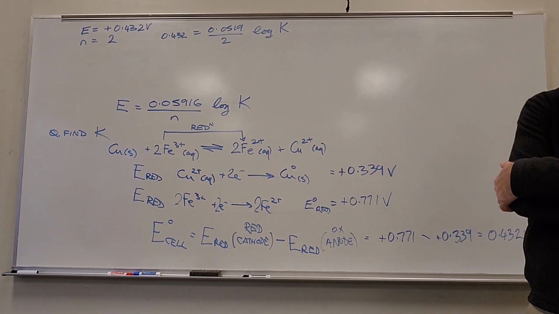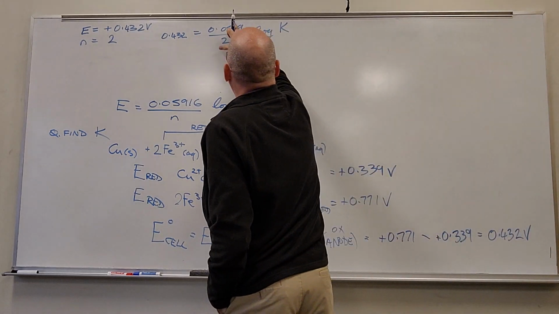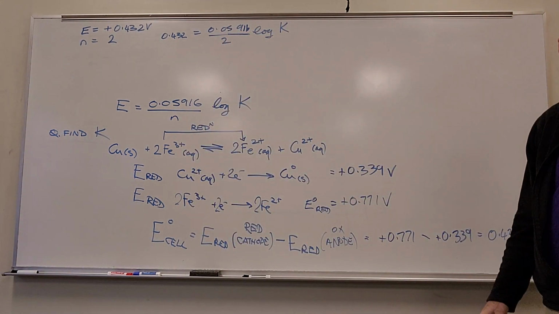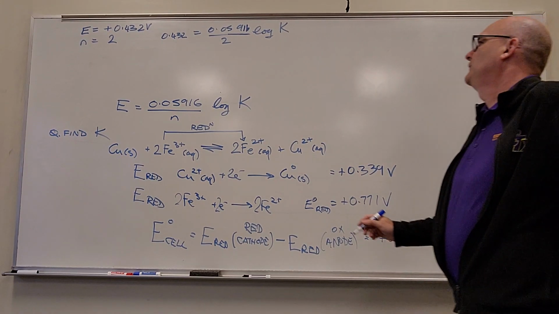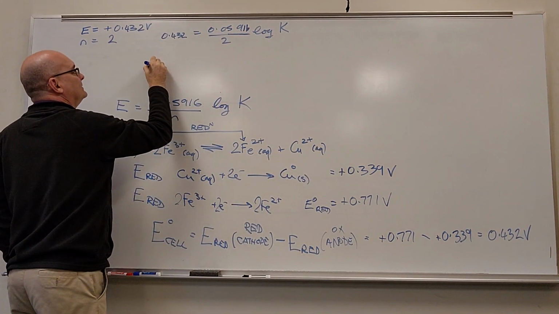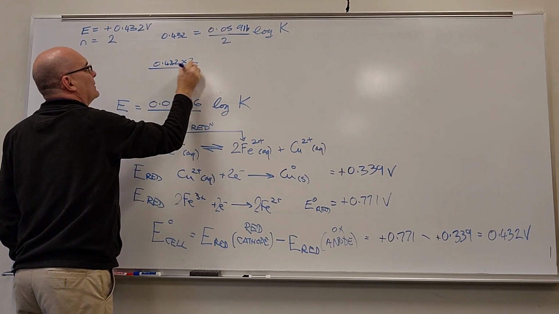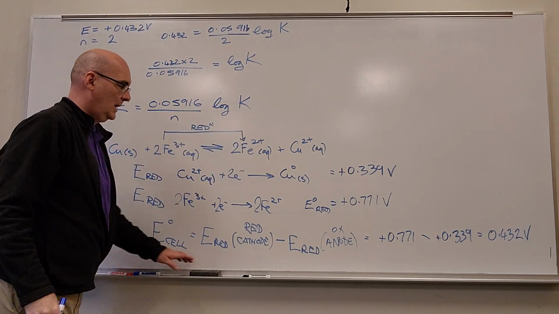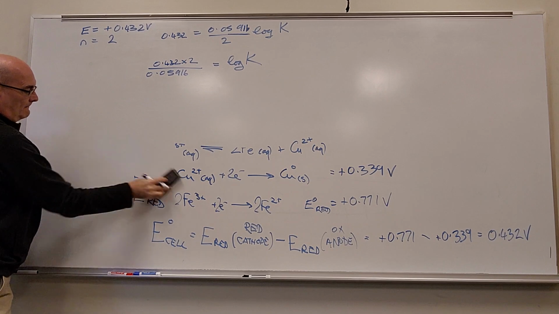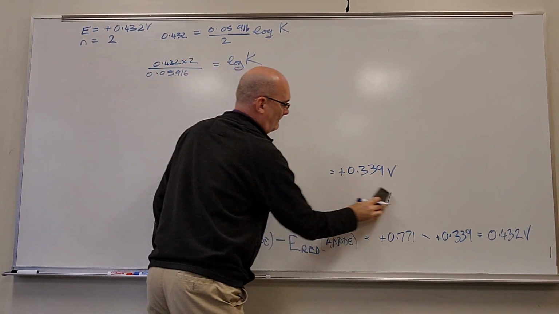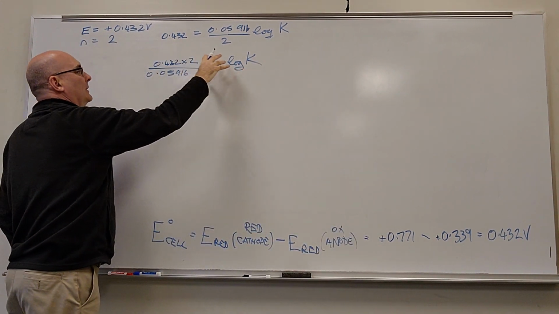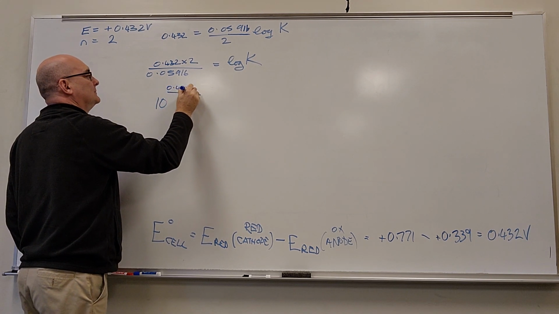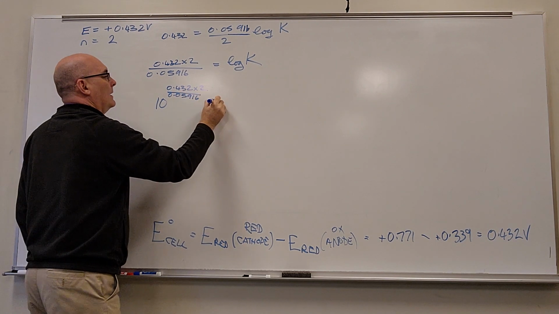Wait, 0.0519 or 0.0591? Oh, that's just me being sloppy. Okay, what if I took that 2 and put it over here, and I took that 0.05916 and put it over there, so that they are now equal to the log of K. If this term is equal to the log of K, then 10 raised to the power of that term is equal to K.